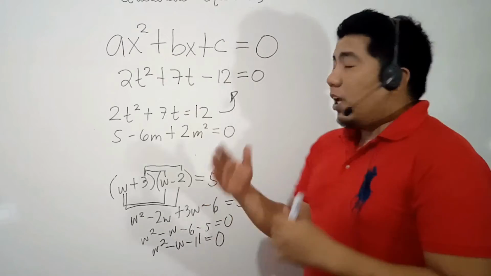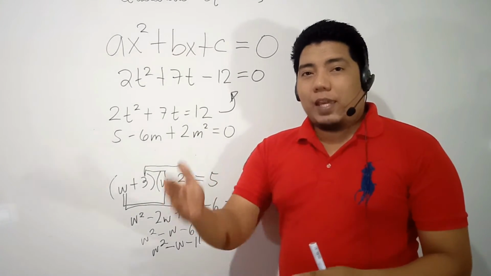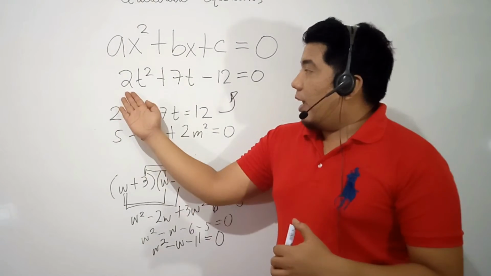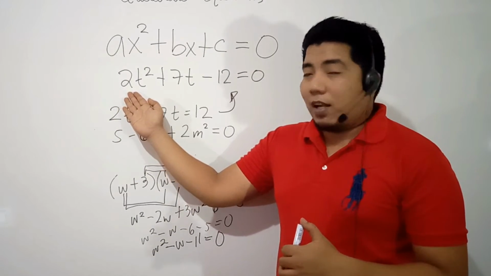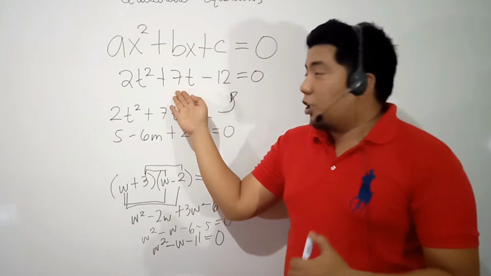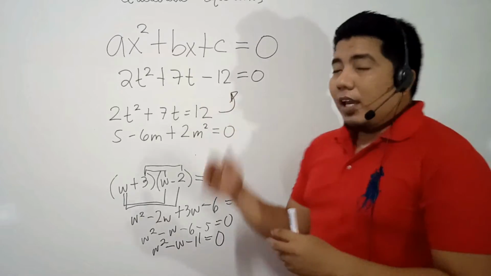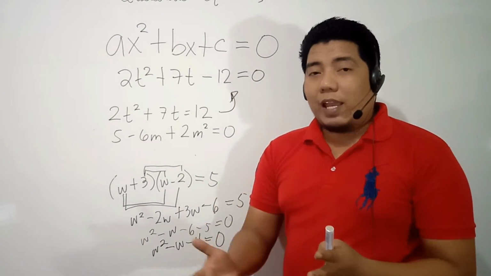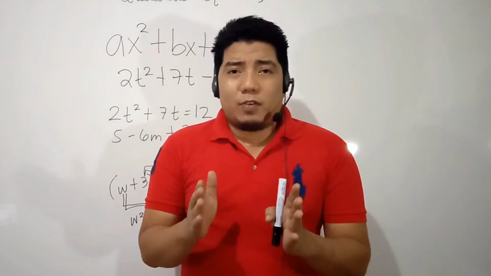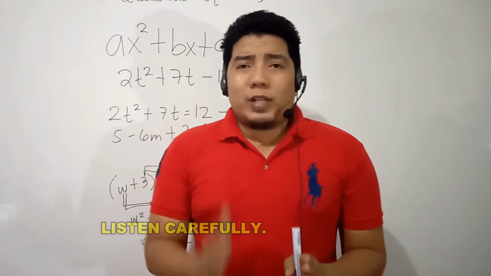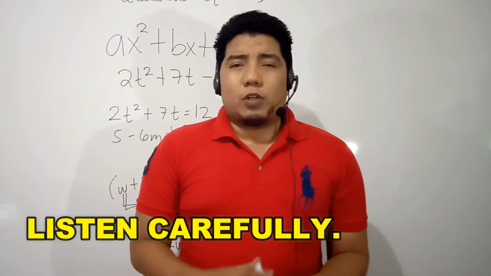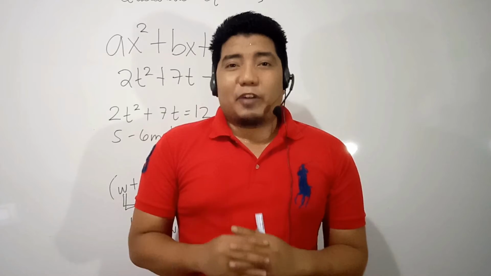Now, if you are asked to name A, B, and C, then you can simply name them here. A is the numerical coefficient of the quadratic term, so that's 2. B is the numerical coefficient of the linear term, and that is 7. And C is the constant term, the number without any variables, so we have negative 12. Now, let me give you this piece of advice: do not ever name the A, B, and C if your quadratic equation is not yet in its standard form.